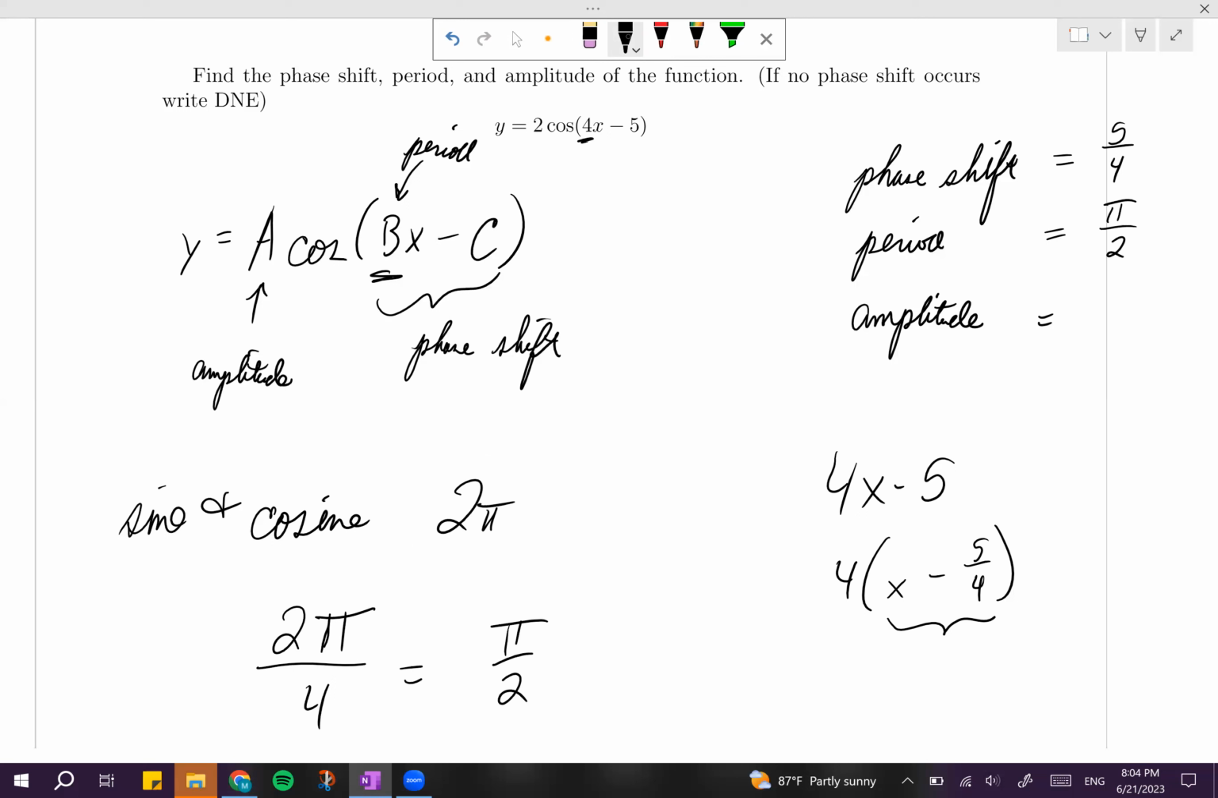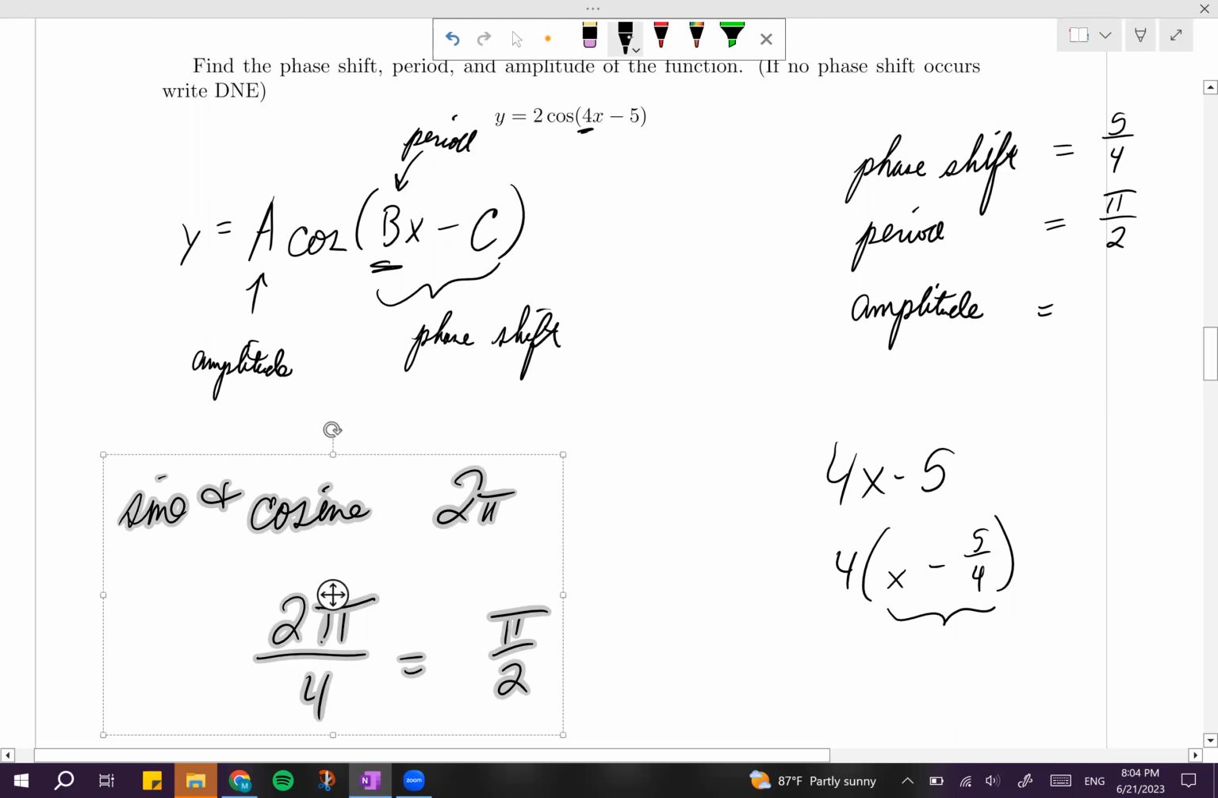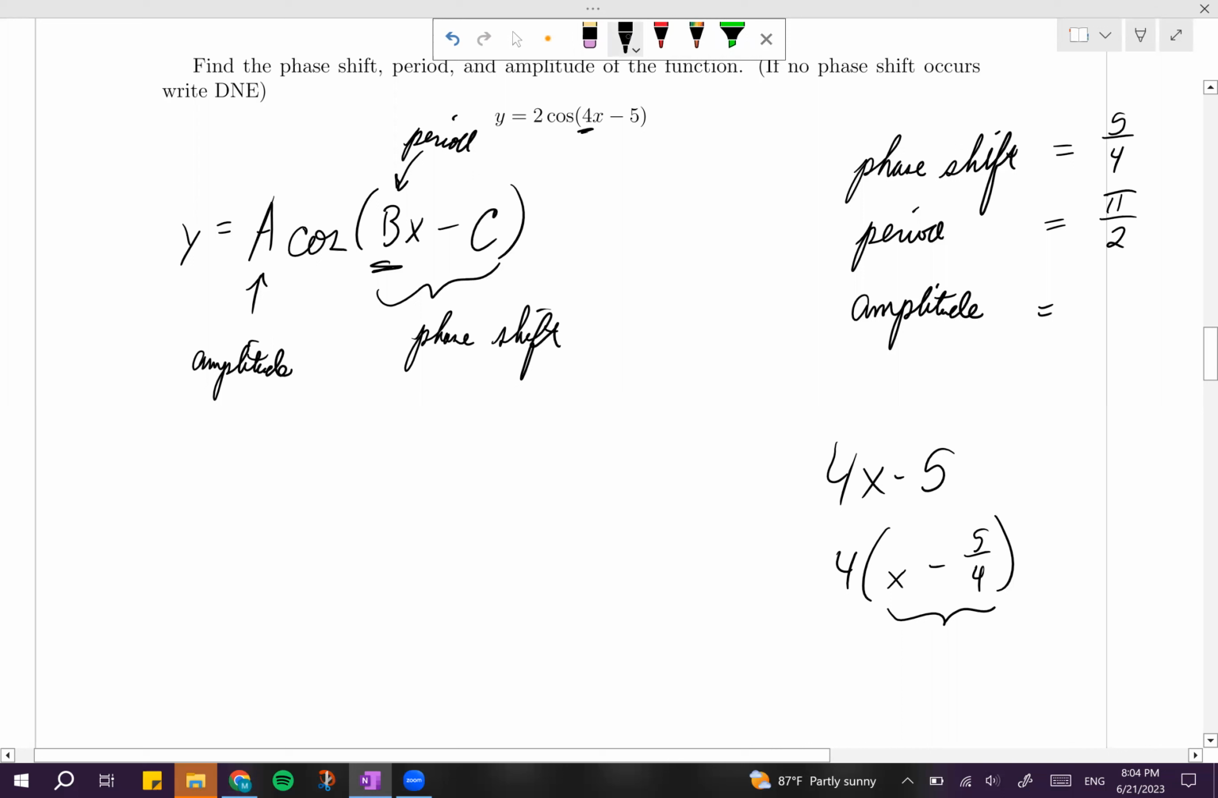You can play around with Desmos and see how the coefficient in front of the x changes your period. But in general, that's what you would do. You have your 2 pi and you divide by whatever your coefficient in front of the x is. Alrighty, and then my amplitude is this last number right here, this 2.